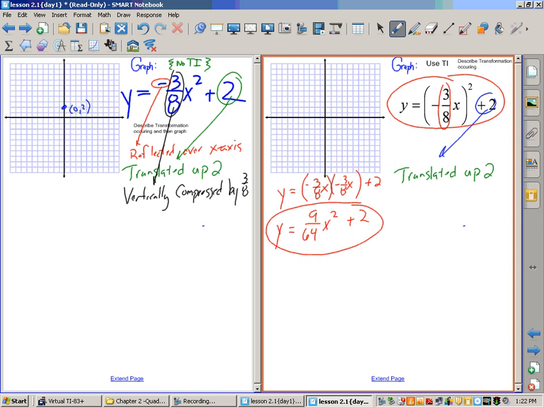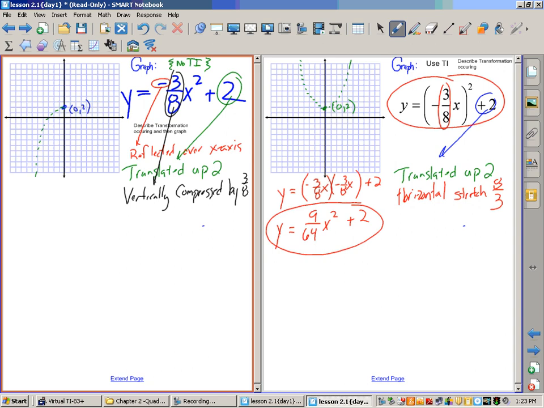Well, my graph horizontally stretched. Horizontally. We got to say that first. Vertically compressed? No, it's a horizontal because it's with the x. It's horizontally stretched, and it has to be the reciprocal. The reciprocal is 8/3. Is 8/3 a stretch or a compression? 8/3 is bigger than 1. So horizontally stretched by 8/3. This then has the same vertex. The parent function for this one goes up. The parent function for this other one, the first one, goes down because it's reflected over.